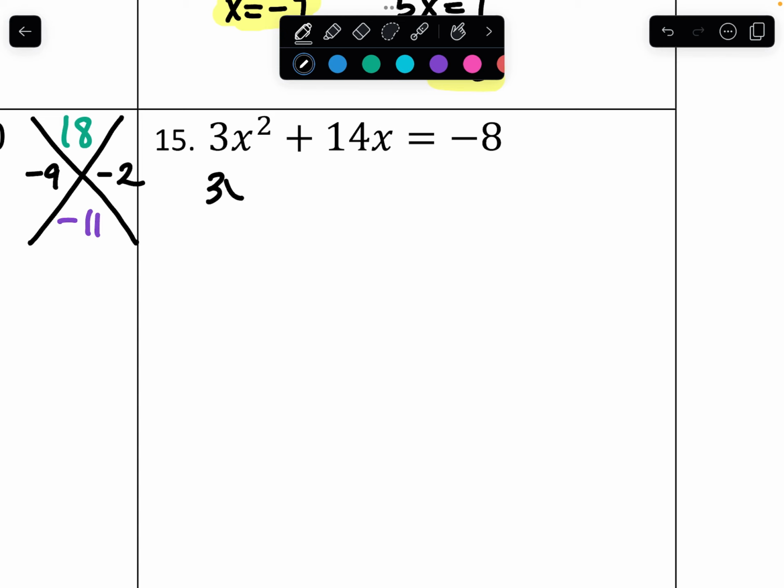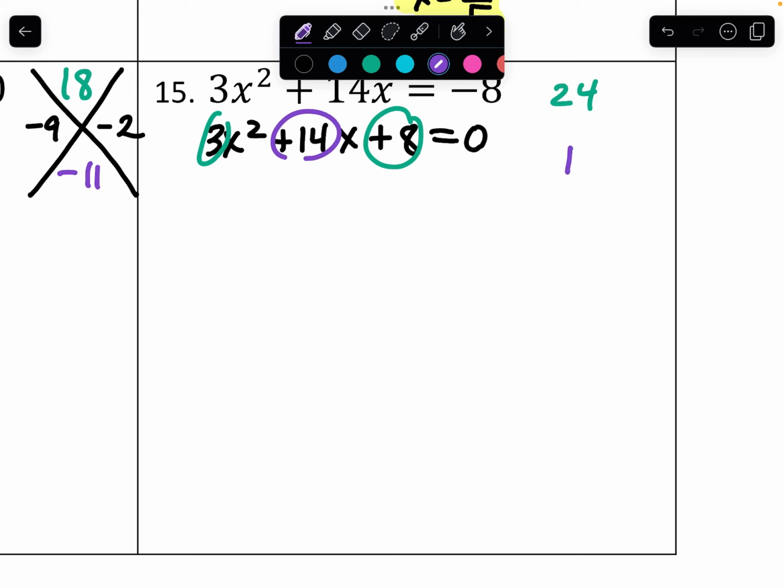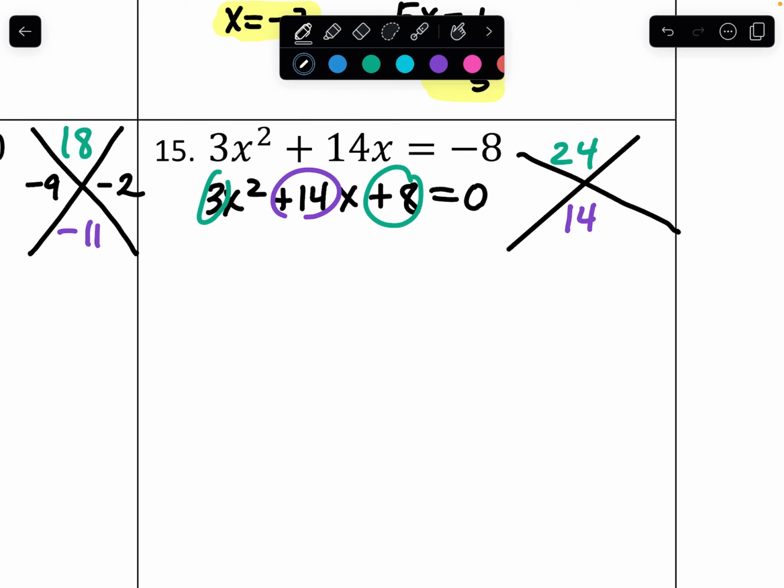Last one, we need to move the 8 over. So now it's plus 8. And so A times C is 24, and then B is 14. So we need two numbers that multiply to 24 but add to 14. Need to make a list. 1 and 24, 2 and 12.